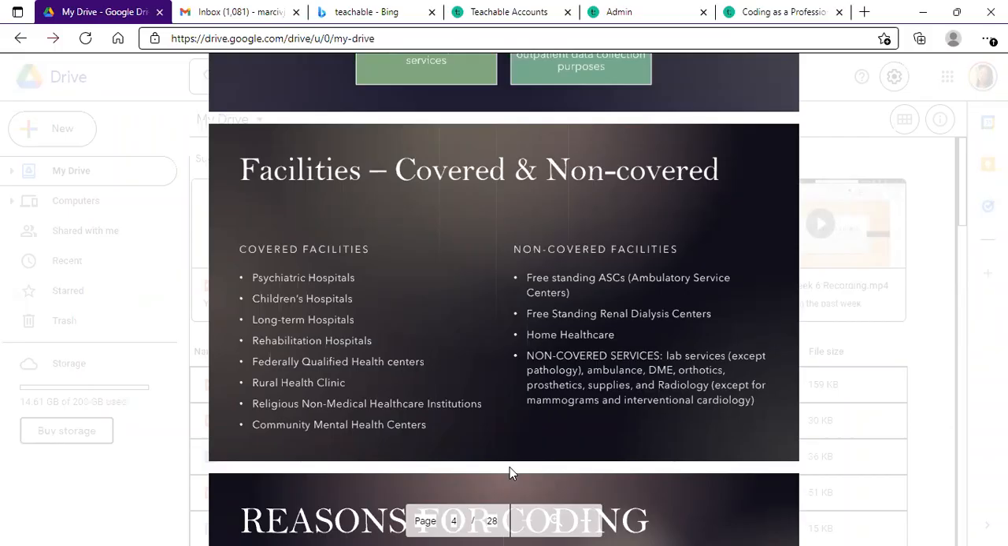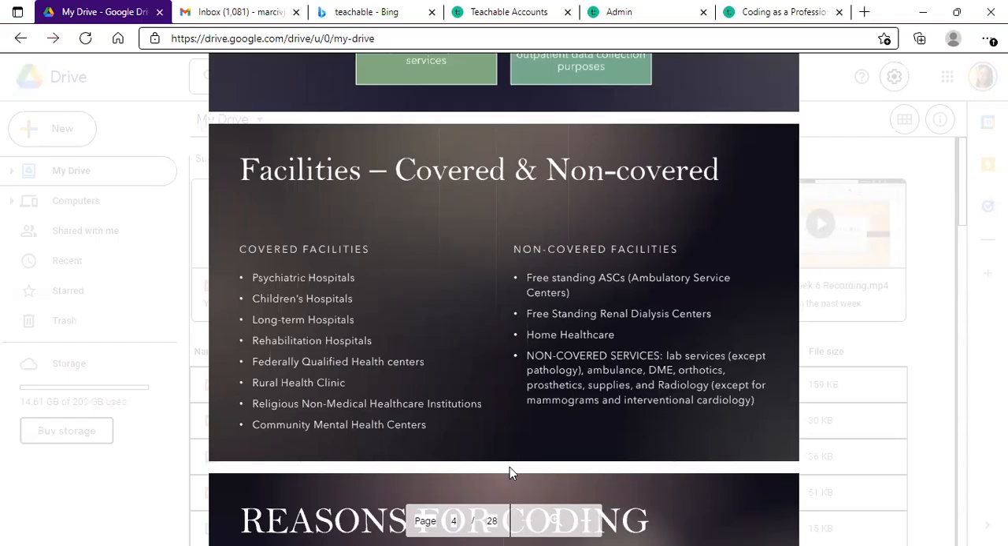So the covered facilities, these are need to know. You need to know which facilities are covered and which are not covered. That's going to be on the exam, what's covered and what's not covered. They want to make sure you know what charts you're supposed to code. So make sure you understand what's covered and what's not covered.